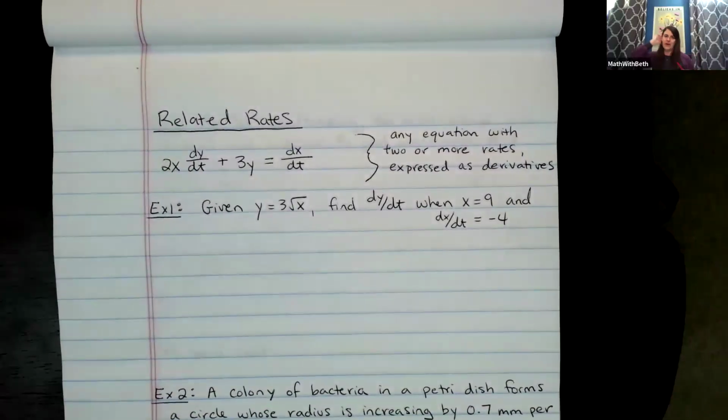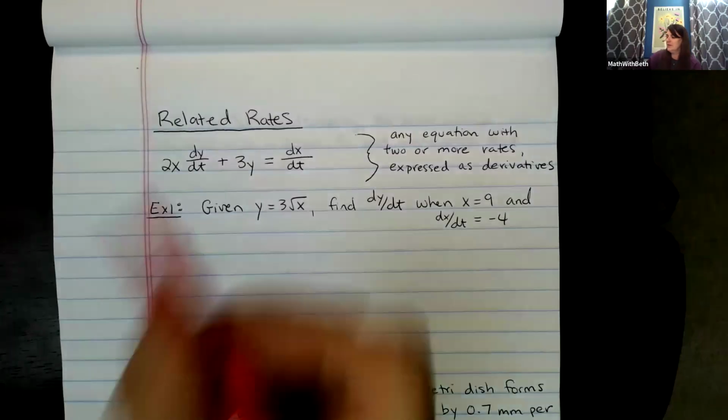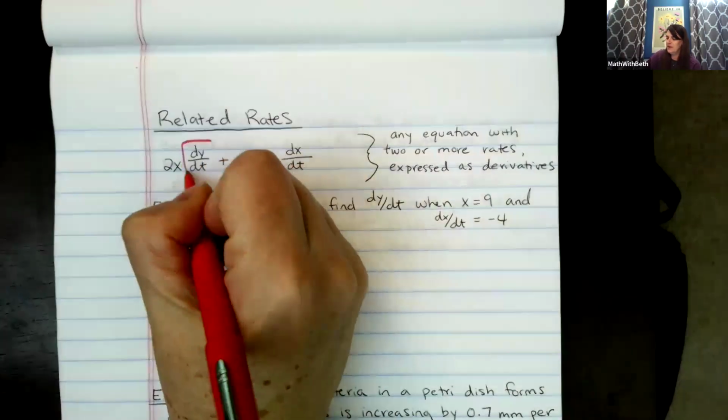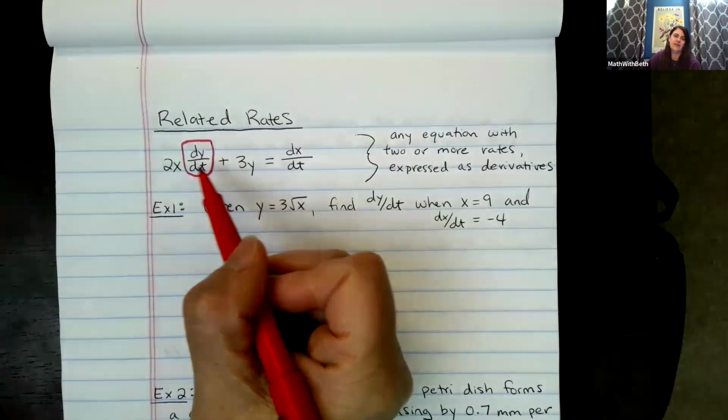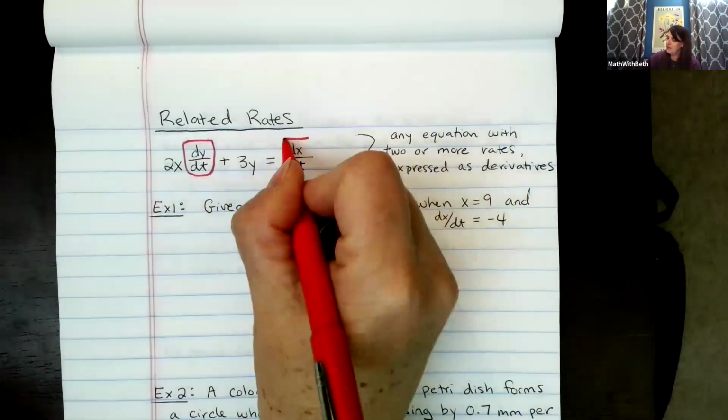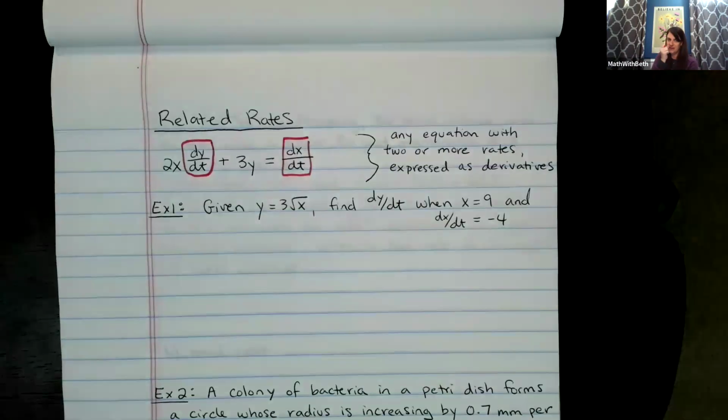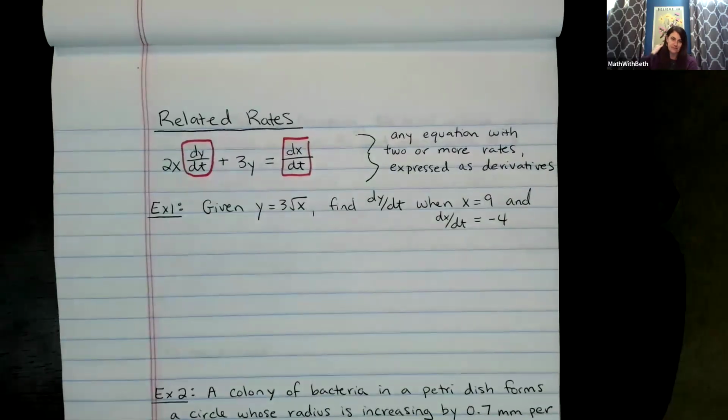Okay, what is a related rate? It is any equation with two or more rates expressed as derivatives. So in this example, this is a rate because it's the rate that y is changing with respect to t. And this is a rate because it's the rate that x is changing with respect to t. So let's do an example.